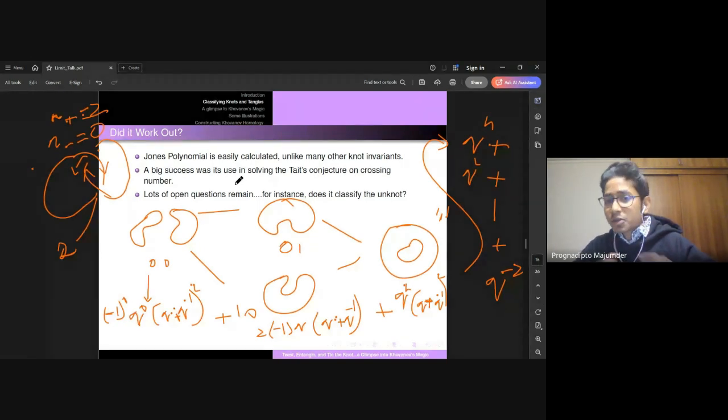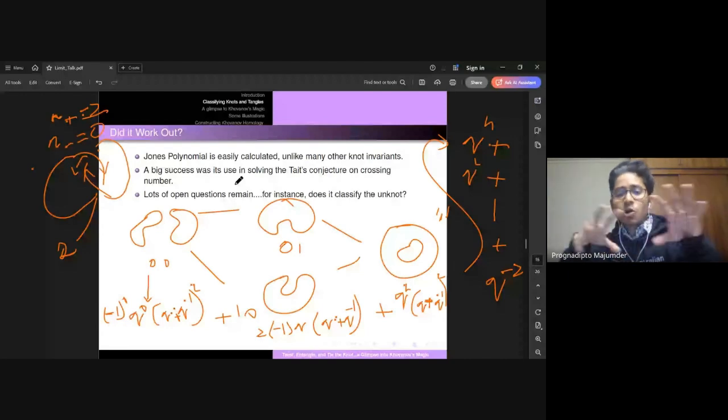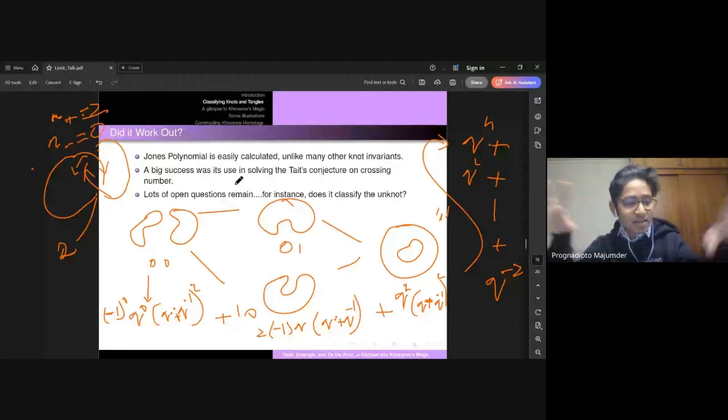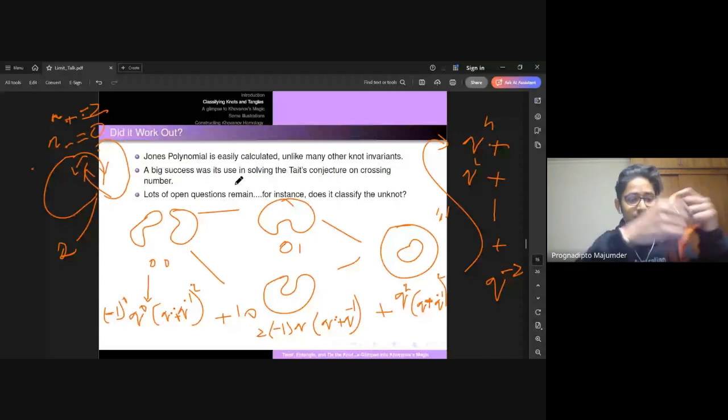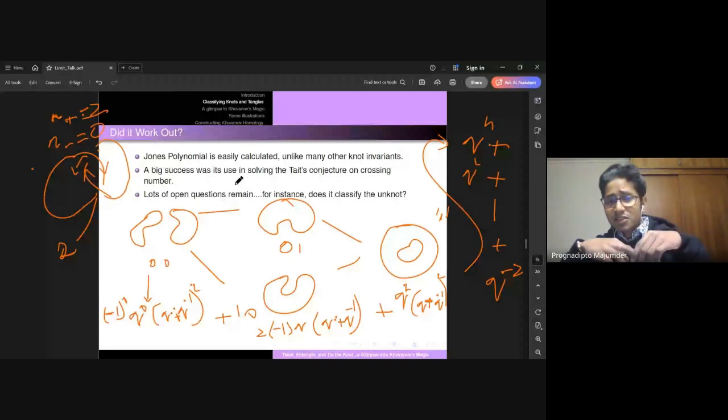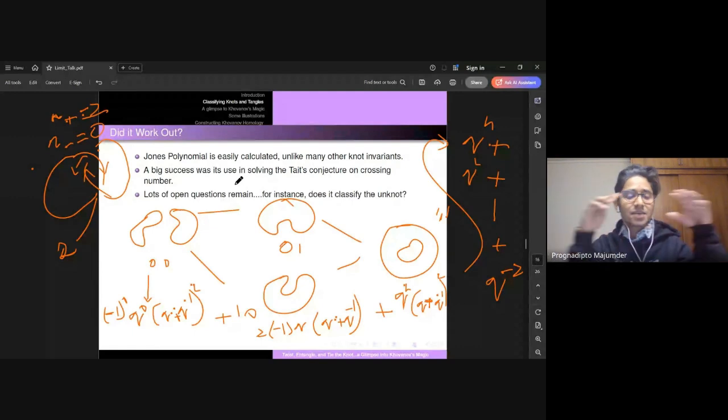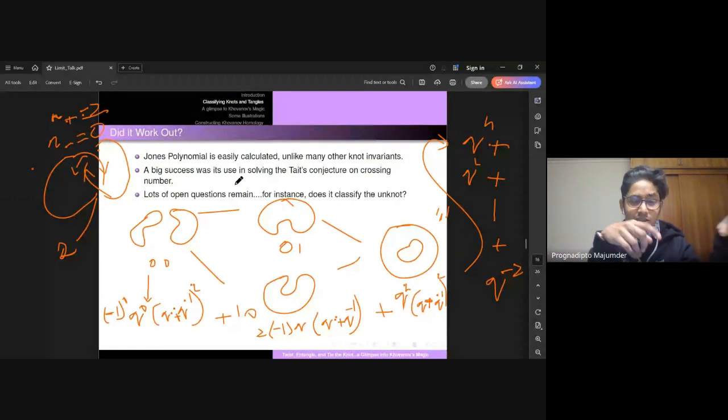So there are a lot of open questions. What is the Jones polynomial of the unknot? Unknot means just a very simple diagram. This is the unknot. Given the Jones polynomial of this diagram, can I say that anything having this Jones polynomial is the same as this knot? This is an open question. Still, we don't know. No counterexample has been found.